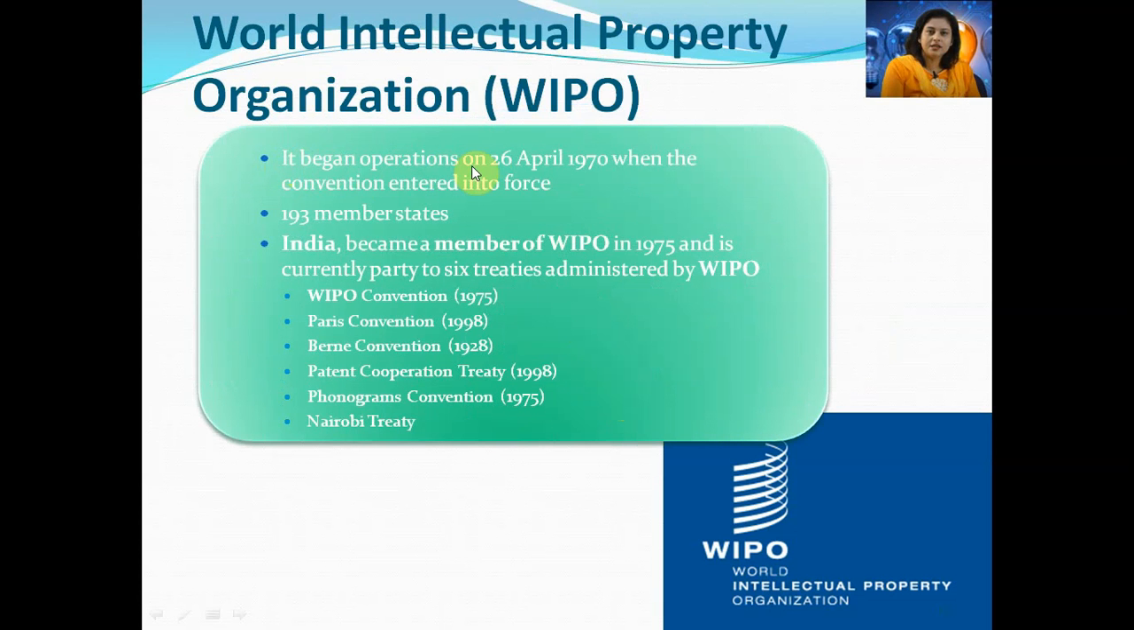WIPO began operations on 26 April 1970 when the convention entered into force. At present, there are 193 member states. India, the country with the world's second largest population, became a member of WIPO in 1975 and is currently party to 6 treaties administered by WIPO. They are WIPO Convention in 1975, Paris Convention in 1998, Berne Convention in 1928, Patent Cooperation Treaty 1998, Phonograms Convention 1975 and Nairobi Treaty.